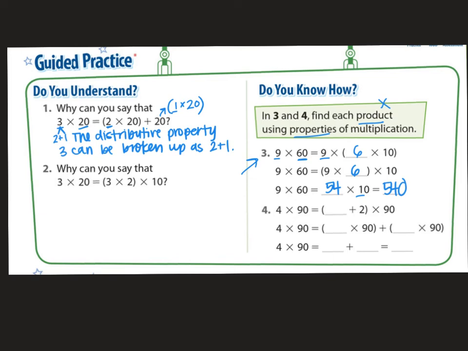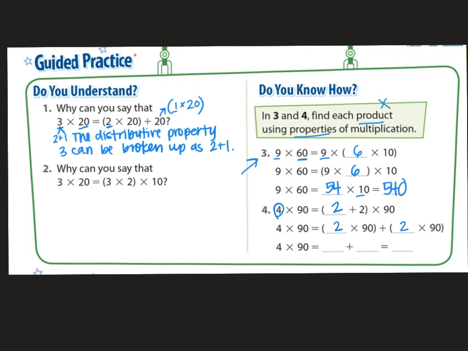Number 4 says 4 times 90 is the same thing as something plus 2 times 90. So which number did they break up? Looks like they broke up 4 into something plus 2. So what number do I add to 2 to get 4? Right, I get 2. So they broke up, or they decomposed, 4 into 2 plus 2. Now they're going to break up and put those 2's right here, because 2 times 90 plus 2 times 90 will give me my product of 4 times 90.